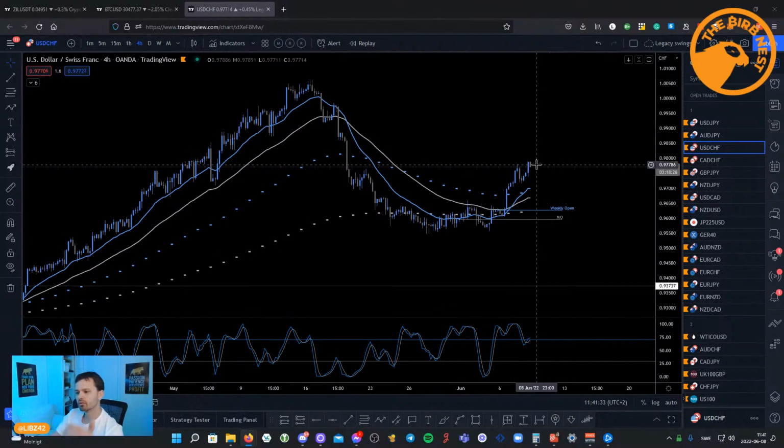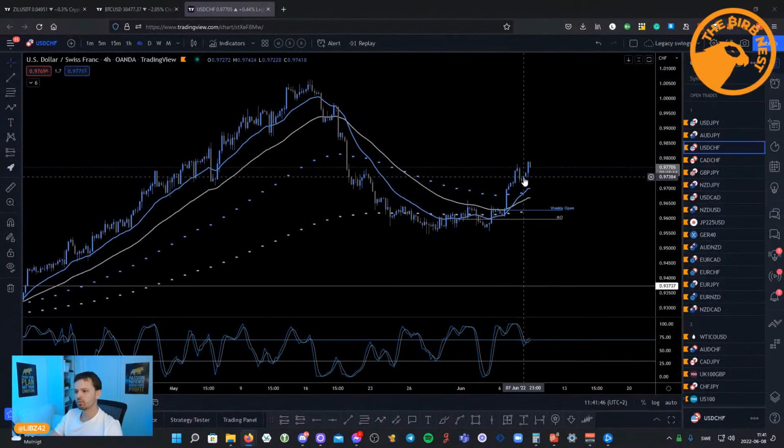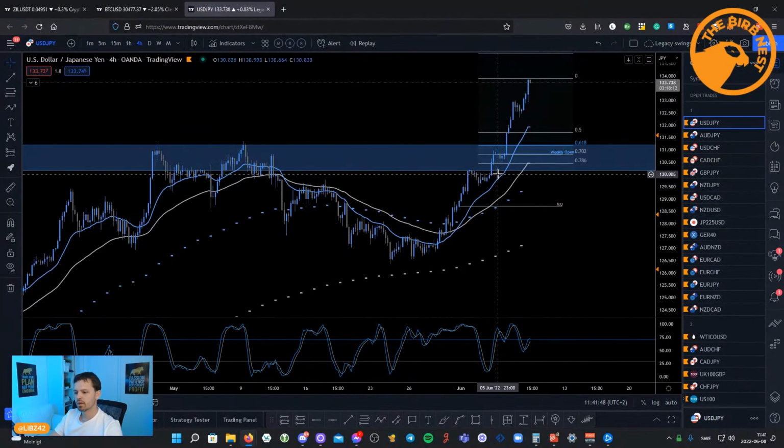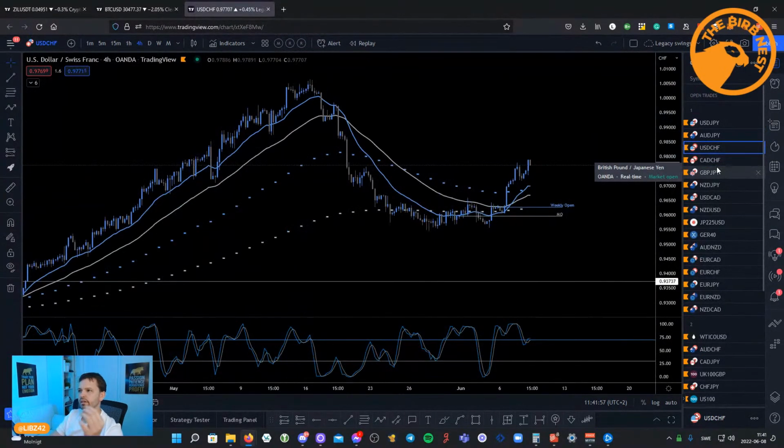So we had a couple of moves at the beginning of the week, Monday, Tuesday, Wednesday. We had some pretty good moves, right? USD JPY really broke out on Monday. AUD JPY started moving. So a lot of these trades started moving on Monday, right?